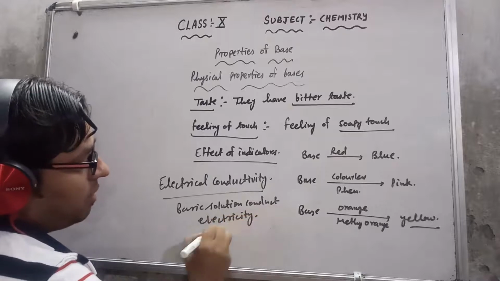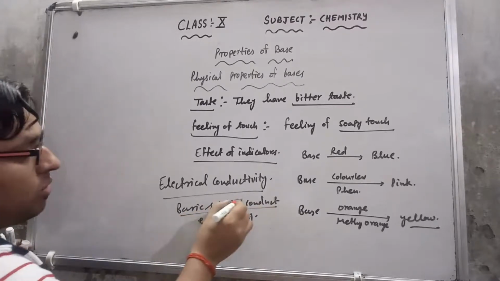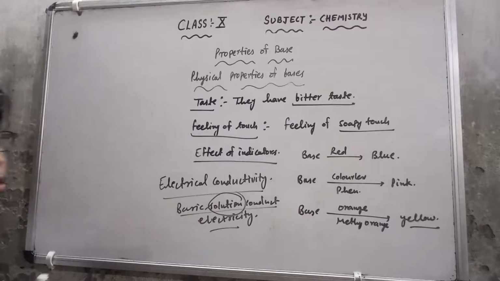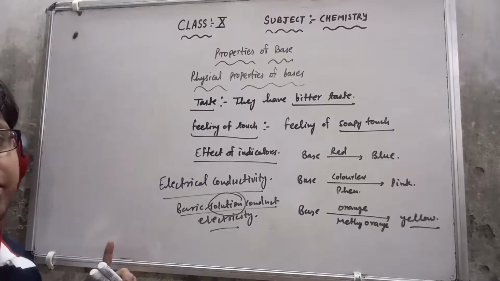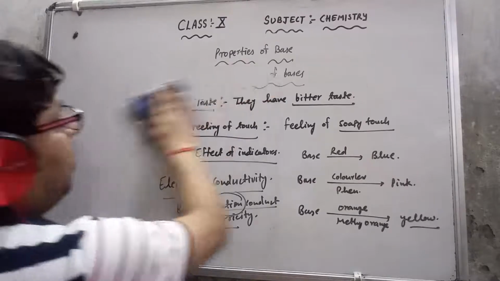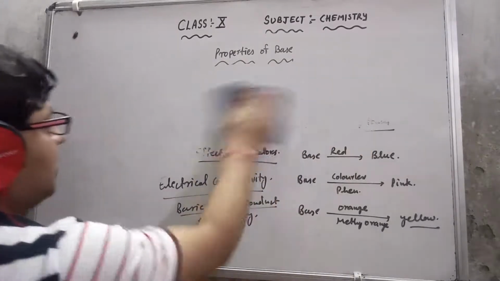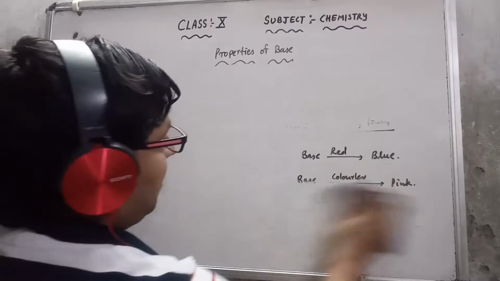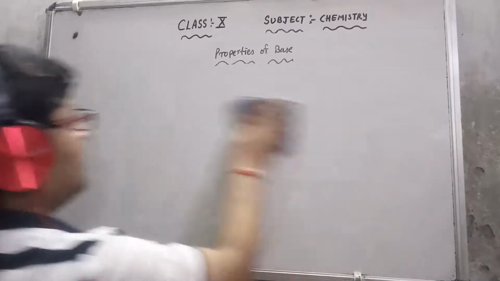Basic solutions conduct electricity. Again I am using the word solution. In the solution form they can conduct electricity, in dry form they can't. Okay, now after this the main point is the chemical properties of bases. What are the chemical properties of bases?